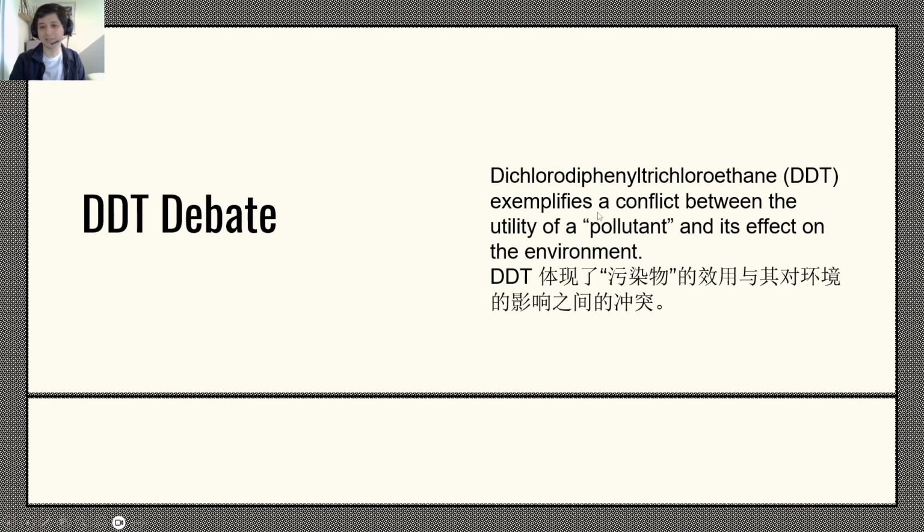So DDT has some good purposes, but it also really hurts the environment. That's the dilemma. That's what we need to understand. You don't need to know too much in detail, but you need to know that there's this debate about DDT, and the debate is over its usefulness versus its harm. It's been such a debate that it has been banned and then unbanned, and there's been debate the entire time it's been used. So we'll talk about it.